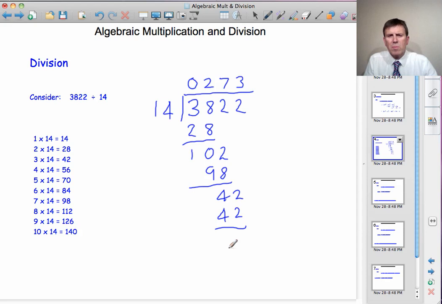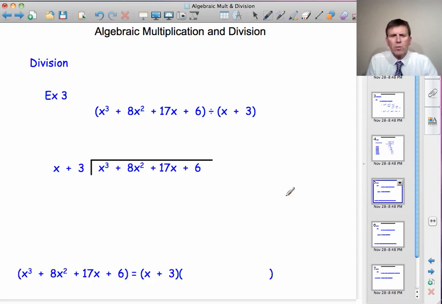And we're going to use a very similar procedure with the algebraic long division. We'll look at 3 examples. Here's the first one. X cubed plus 8x squared plus 17x plus 6 divided by x plus 3. So I've kept all negatives out of it to start with, till we get used to the algorithm.